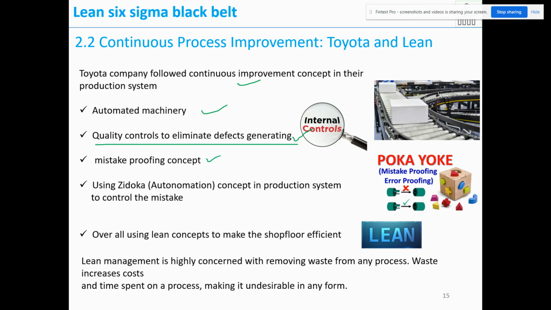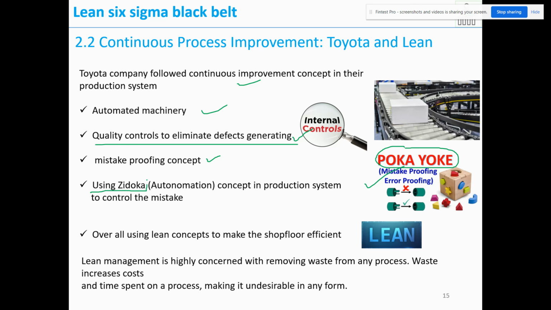Then mistake proofing concepts. We call it poka-yoke in Japanese terminology, where no defects occur because they use the mistake proofing concept. Even if you try to do that particular activity in a different way, it will not allow you to do so. That is called mistake proofing.